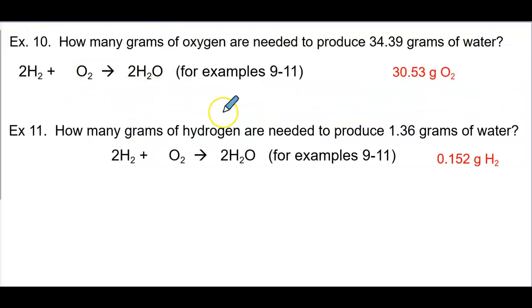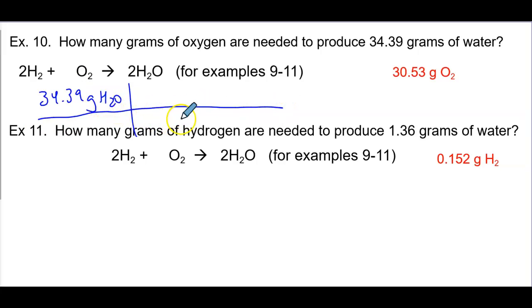A second example, we're going to do this for number 10. 34.39 grams of H2O. Now I've got to get grams of H2O gone, so I know grams of H2O equals always 1 mole of H2O, because I'm going to use the periodic table number. Periodic table number, 18.02 grams of H2O. So grams of H2O cancel. I have moles of H2O.